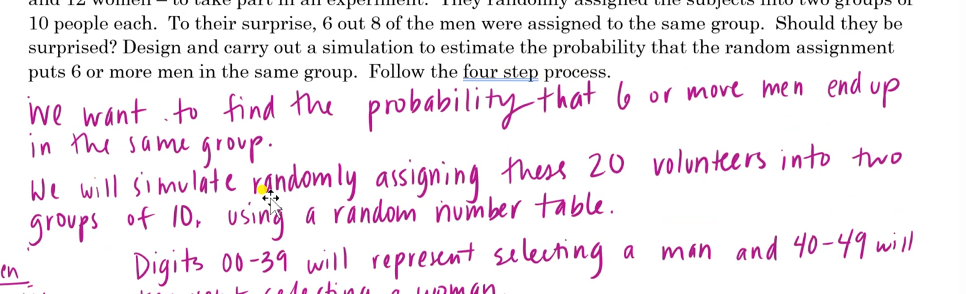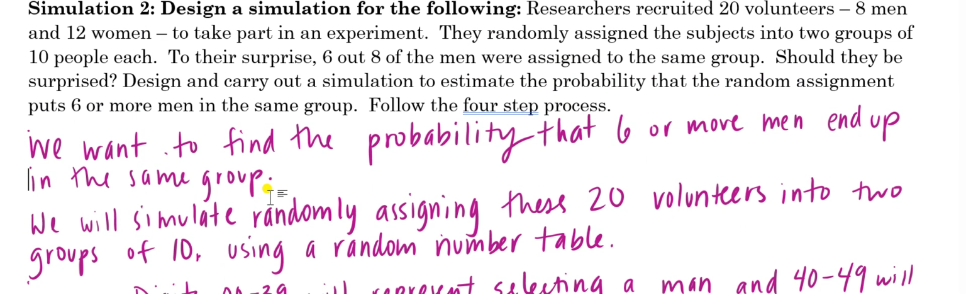Next, what action am I going to simulate? Okay, well, I'm picking people from these 20 volunteers and splitting them into 2 groups of 10. So we will simulate randomly assigning these 20 volunteers into 2 groups of 10.